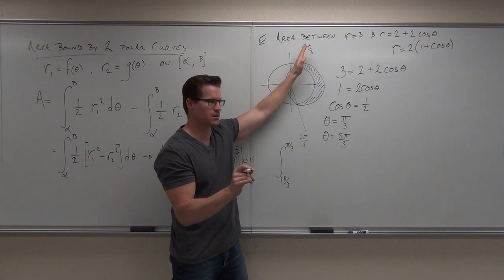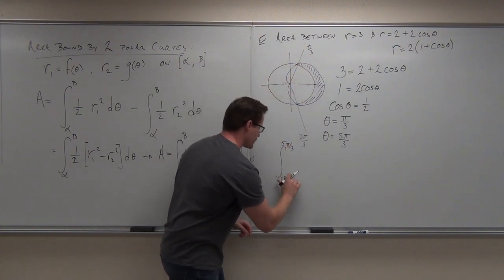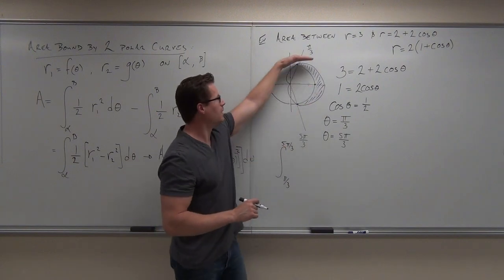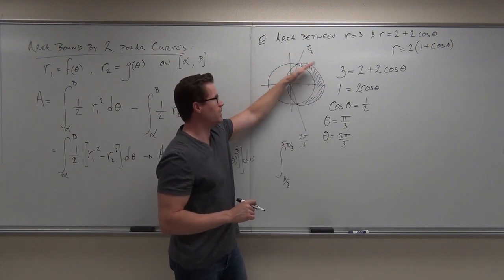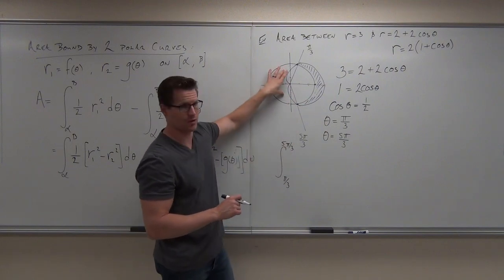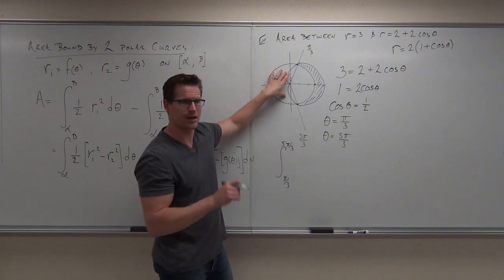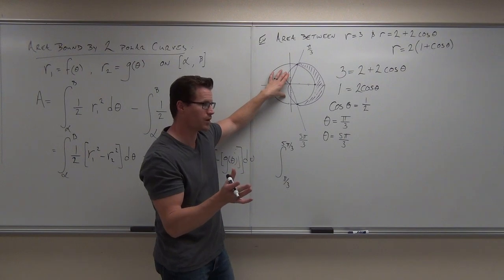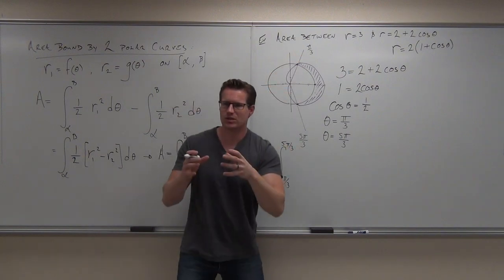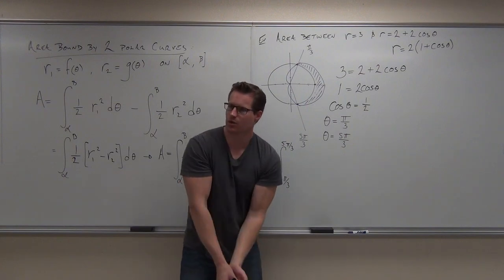Does that make sense? If I go pi over 3 to 5 pi over 3, it's not doing this. It would actually be doing this. You'd find this area. Does that make sense to you? That's also another problem, unless we're looking for it. Okay, what we want to do is start here and go here, but still gain angle. So still go in the positive direction.